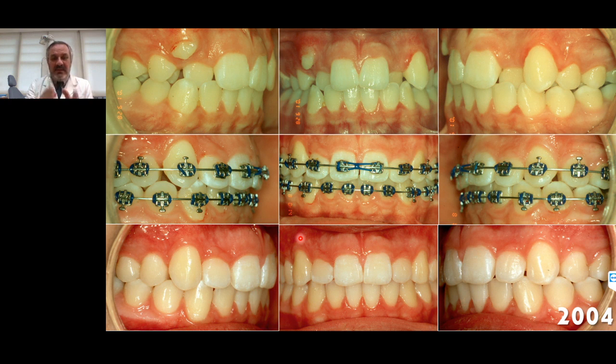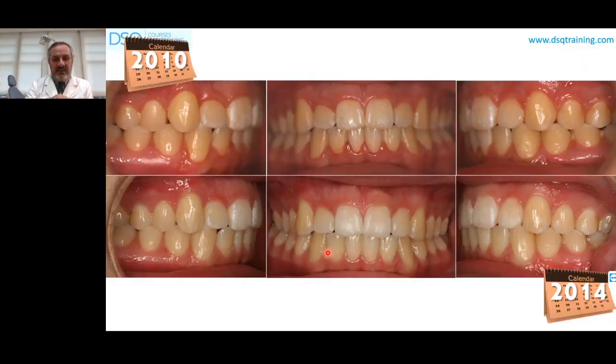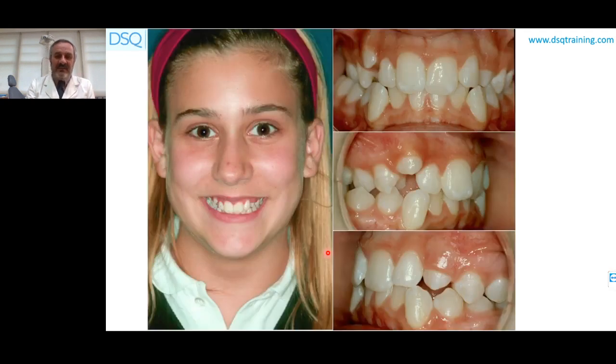We used stripping, a lot of stripping, put the canine in class 1, and the most important thing is the effectiveness of the Synergy bracket to control the position of the lateral incisor and to move the upper roots forward. 2010 and 2014: you can see the stability of the results with Synergy, the good results in a case with very huge crowding, without obstructions and without problems in the future.